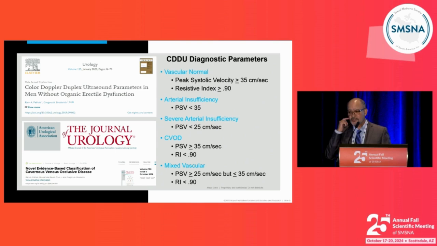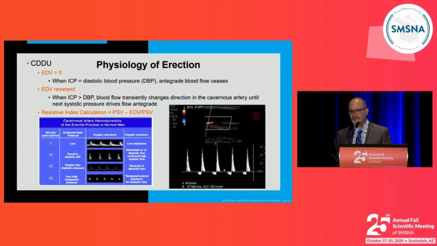So many of us have written for many years about what are the normal criteria. There is no paucity of literature about what duplex Doppler criteria you should be using. There's some controversy as to whether you should use end diastolic velocity to make the diagnosis of cavernous venous occlusive disease or resistive index. So I think it's often very helpful to go through some basic erection physiology when you're talking about this.